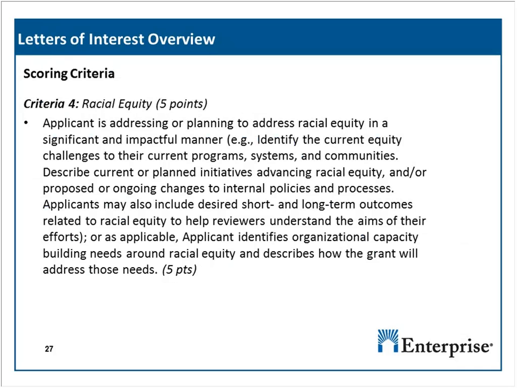Criteria 4 focuses on racial equity. This is worth 5 points, and you'll be scored based on how your organization is addressing or plans to address racial equity in an impactful and significant manner. Or if you plan on using grant funds to help advance racial equity, it would be how you identify any capacity building needs around this effort and how the grant may help address those needs.